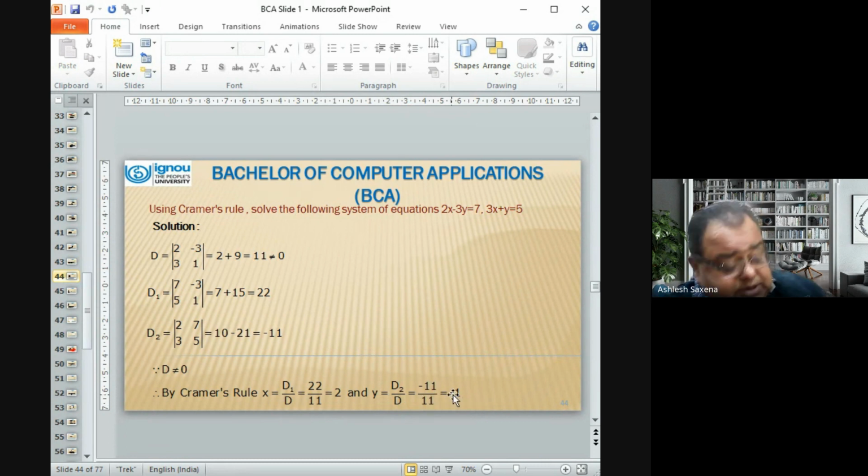Now the question arises: the values of X and Y we have found, are they correct or incorrect? What will you do? Just put X equal to 2 and Y equal to minus 1 in this equation. See, are you getting 7 or not? Or you can put it in the second equation, and see whether you are getting the right hand side or not. Just let me know.